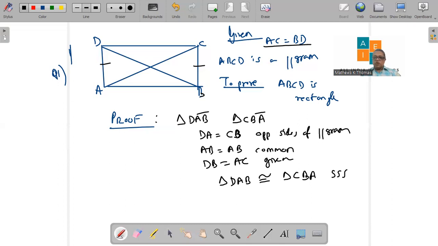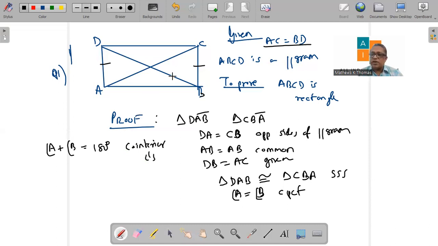If the triangles are congruent, now angle A equal to angle B, CPCT. Angle A and B are going to be equal, CPCT. Now we know that this is a parallelogram, so co-interior angles will add up to 180. A and B are co-interior angles. They will add up to 180, and we already said that they are equal, and therefore we can say that A and B are going to be 90 each.